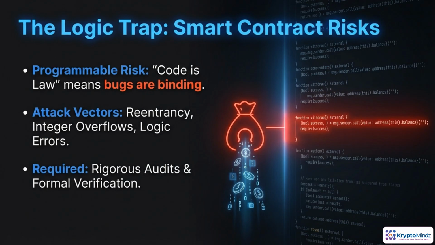Smart contracts give us programmable trust, but they also create programmable risk. When code is law, any bug effectively becomes part of the contract's rules, and attackers can exploit it exactly as written. Typical weaknesses include reentrancy, arithmetic overflows, and subtle logic mistakes that only appear under rare conditions. For enterprise and government use, that makes disciplined, secure development, rigorous independent audits, and, where feasible, formal verification non-negotiable.